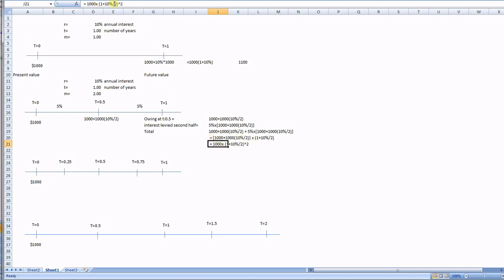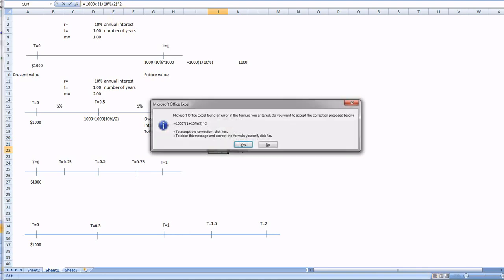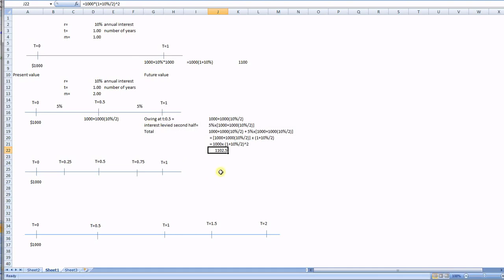Let's work out this expression. This will be 1102.5, which is expected slightly larger than the previous simple interest example because of the second half, where we have interest calculation based on the interest that the borrower incurred in the first half of the year. So it's slightly more than the first example.